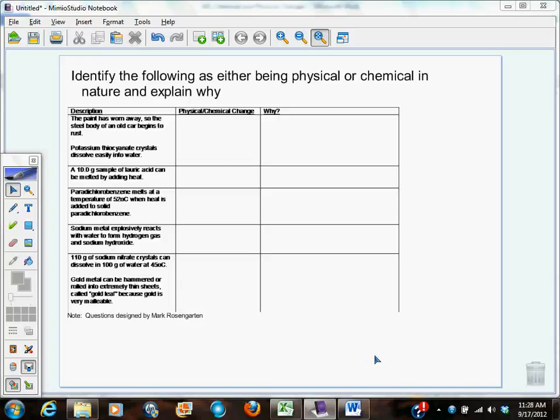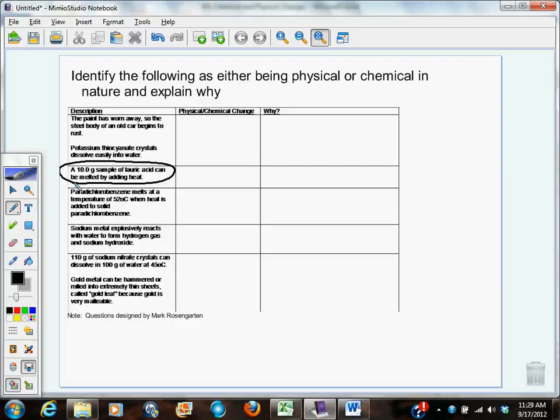Question comes from Properties and Changes in Matter homework, Part B. And I'll just do a couple of these up here. First one is going to be this one right here. And it says a 10-gram sample of lauric acid can be melted by adding heat. I have to identify this as a physical or a chemical change.